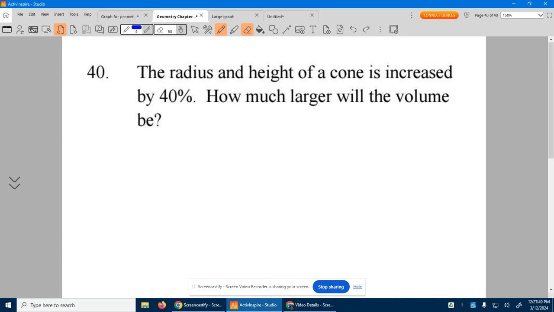Number 40, the radius and height of a cone is increased by 40%. How much larger will the volume be? So here's a cone, goes up to a point, and what's the formula for the volume?